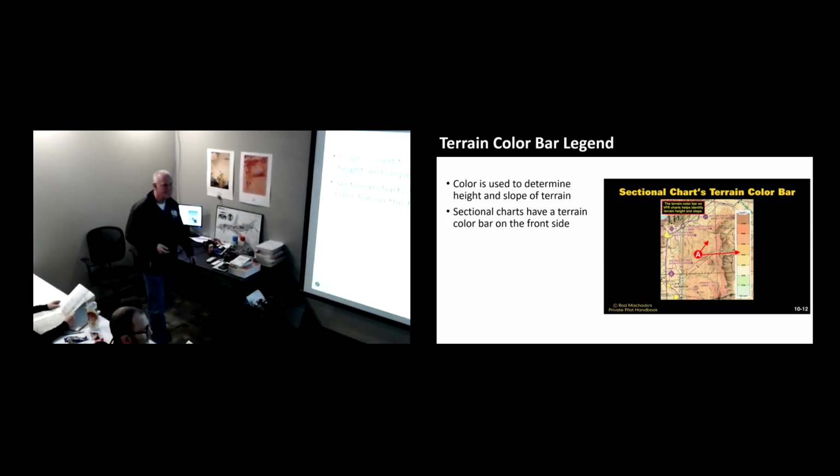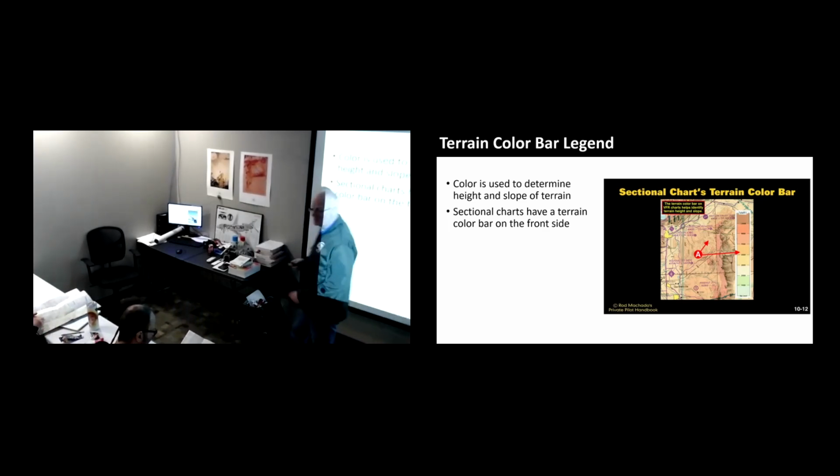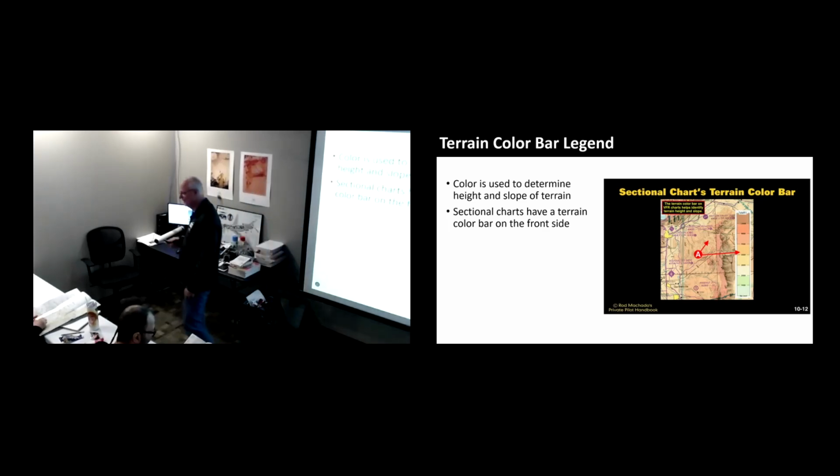What is the bright yellow? So again, the bright yellow is typically around the airports. We'll get there. That's got nothing to do with the terrain, but yeah, we'll get there.